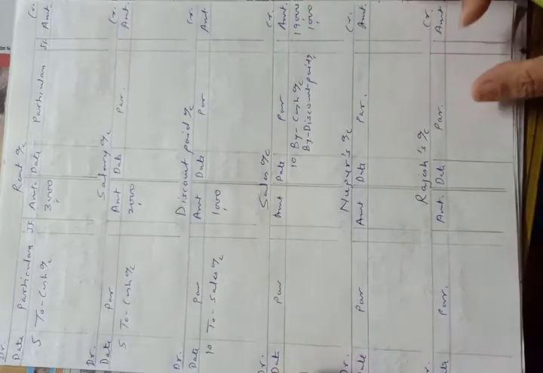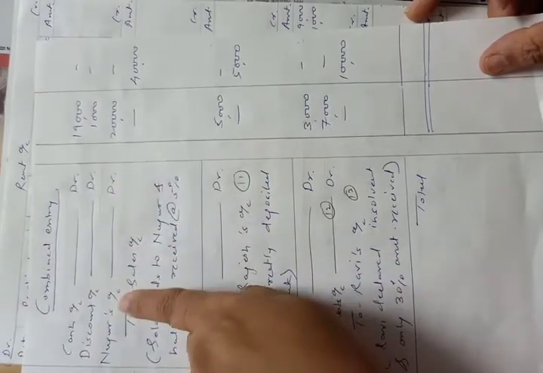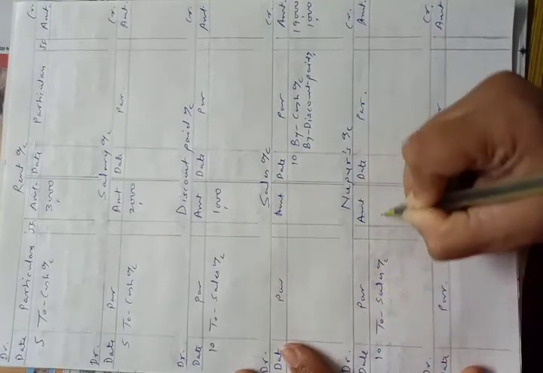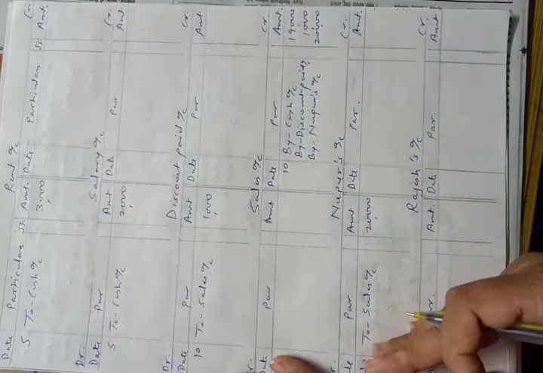1,000. And now the third entry, Nupur's account debit to sales account means debit side of Nupur's account to sales account 20,000. So debit side of Nupur's account to sales account 20,000. And second posting, debit side of Nupur's account to sales account means credit side of sales account by Nupur's account 20,000. Understood. Now the next entry.